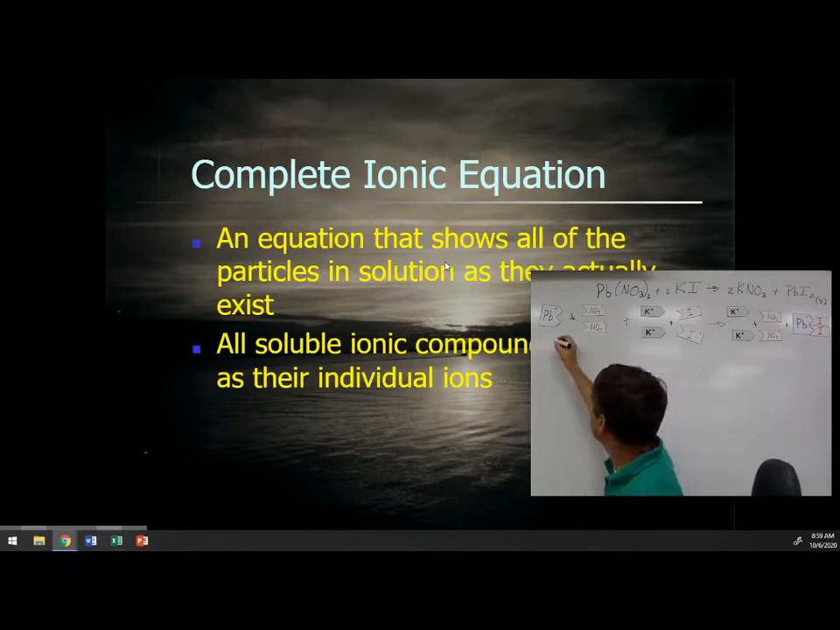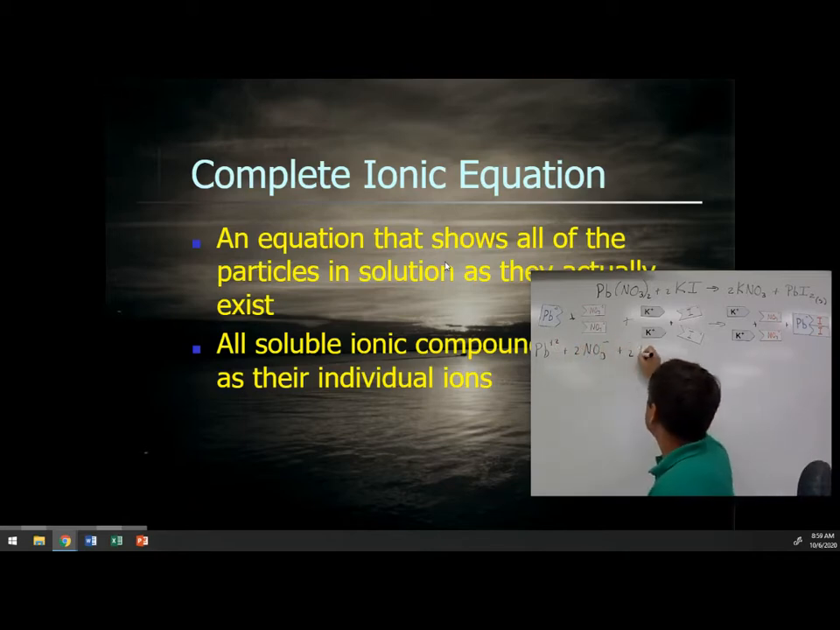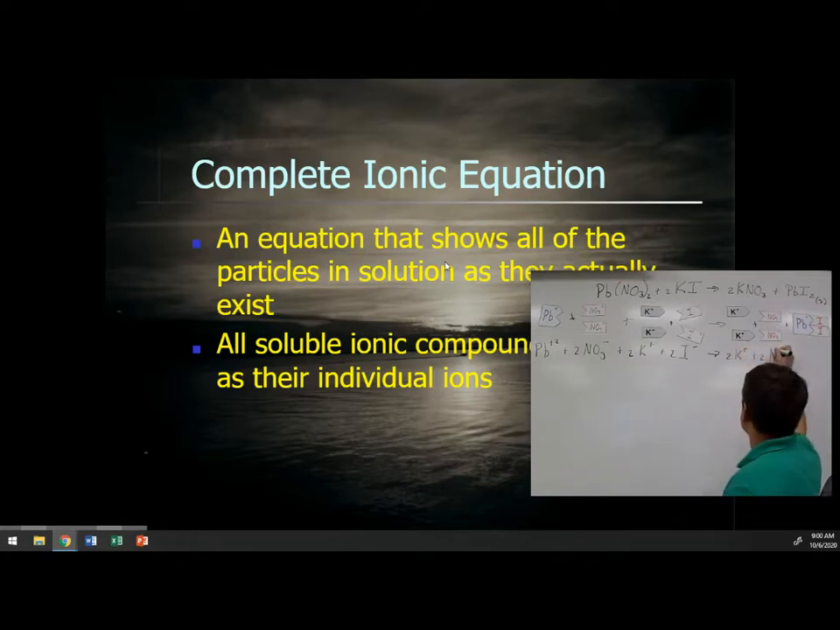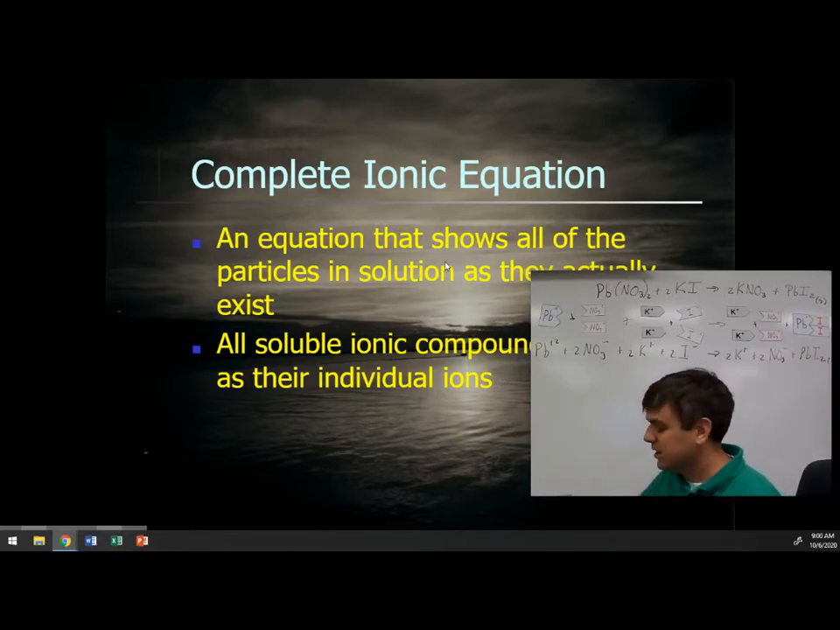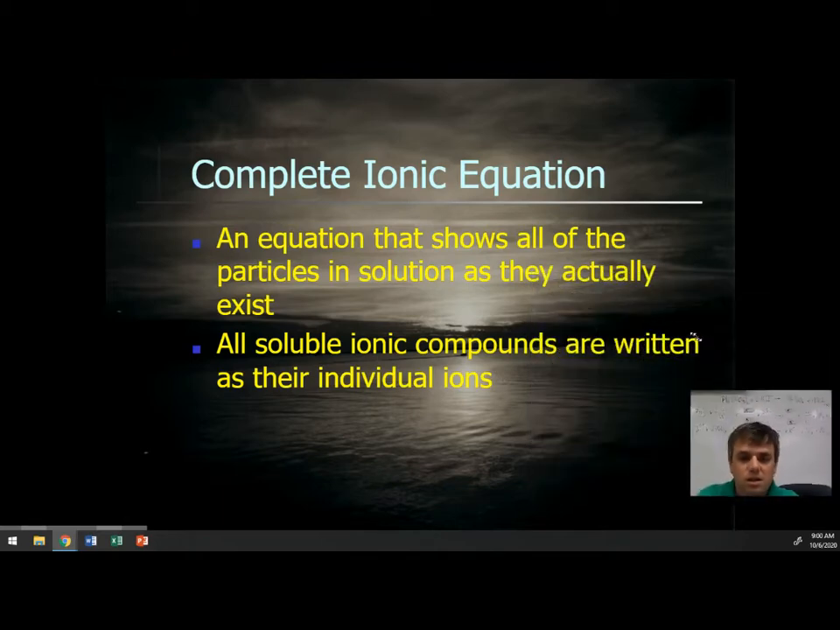So in other words, the complete ionic equation would say that lead with the plus 2 charge plus 2 nitrates plus 2 potassium ions plus 2 iodide ions makes 2 potassium ions plus 2 nitrate ions plus lead(II) iodide. Because all those other things would dissolve in solution. And with very few exceptions, these chemical reactions take place in solution. So that's a complete ionic equation.